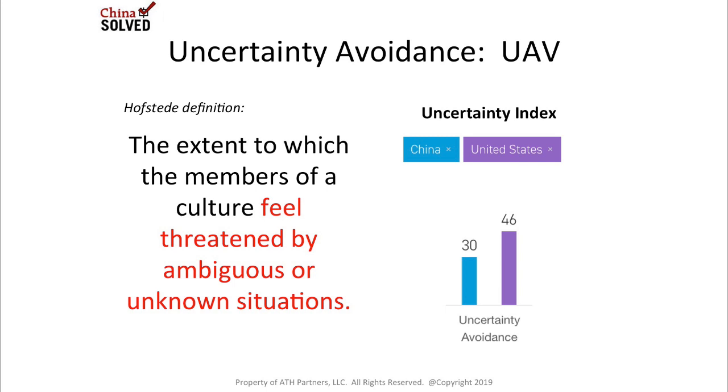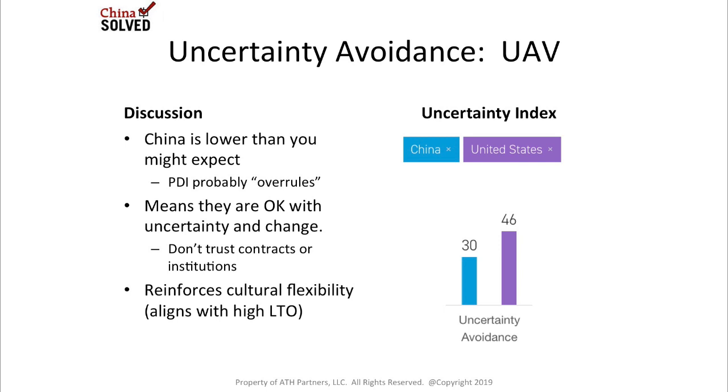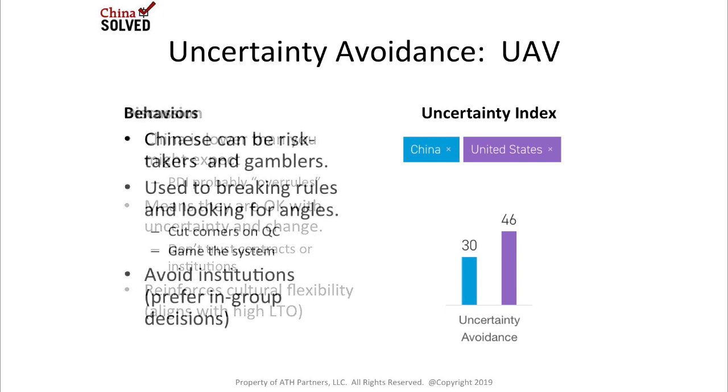This is the extent to which members of a culture feel threatened by ambiguous or unknown situations. And I'm including it because it's lower than a lot of people expect in China. When you see China's very strict behavior, it's probably as a result of the high PDI, because a low uncertainty index indicates they don't have a lot of faith in institutions, like courts. It also means they'll cut corners on production, and they will try to game the system when signing contracts.